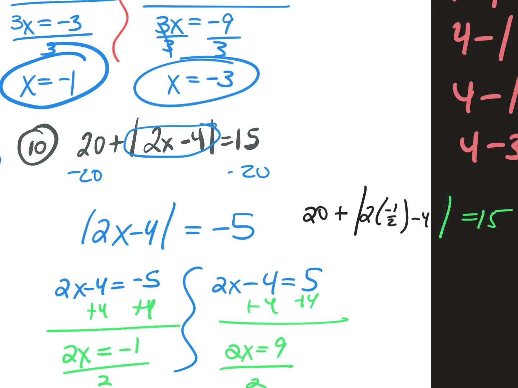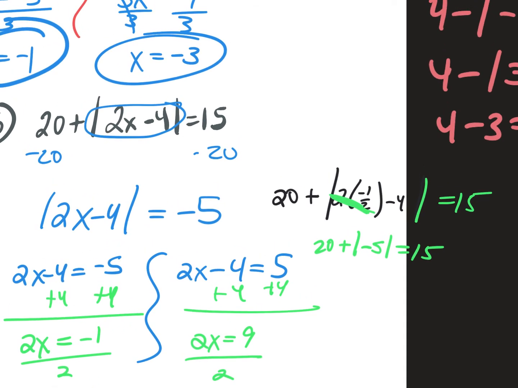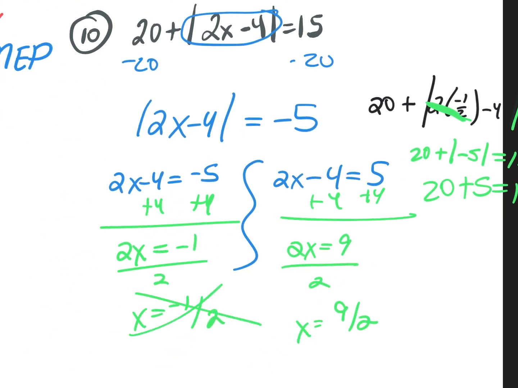2 times negative 1/2, right? These 2's cancel. So you have negative 1 minus 4, which is negative 5. So look, guys, this says 20 plus the absolute value of negative 5 equals 15. Some of you will look at that and go, but Miss Meadows, 20 minus 5 is 15. What is the absolute value of negative 5? 5. So what this problem says is 20 plus 5 equals 15. Is that true? No.